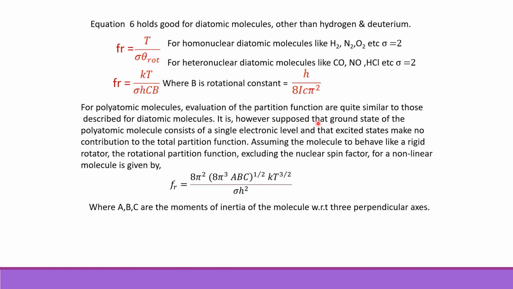It is, however, supposed that the ground state of the polyatomic molecule consists of a single electronic level, and that excited states make no contribution to the total partition function. So assuming the molecule to behave like a rigid rotator, the rotational partition function, excluding the nuclear spin factor, for a non-linear molecule is given by Fr is equal to 8 pi cube ABC raised to the power half into kT raised to the power 3 upon 2 divided by sigma h square.